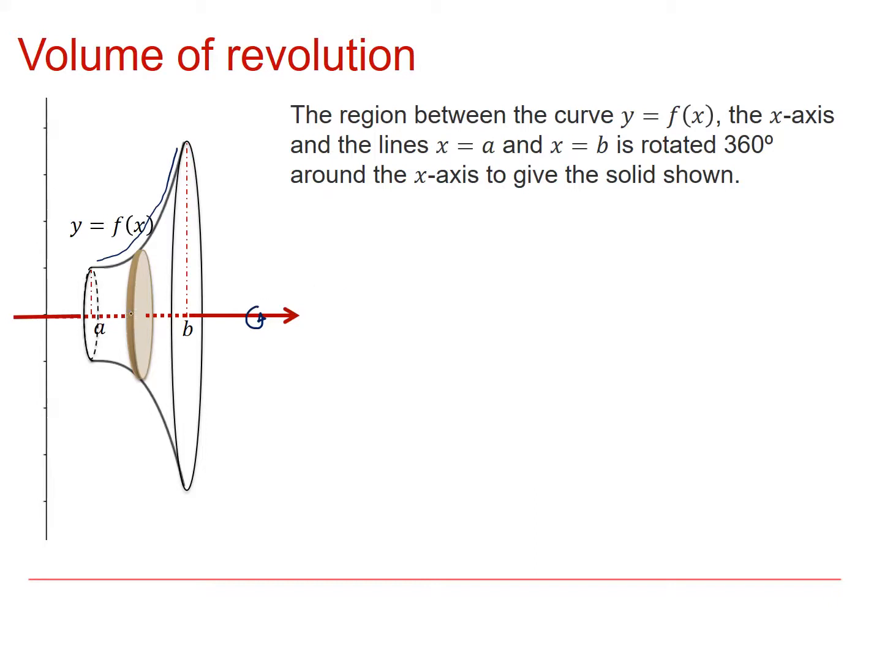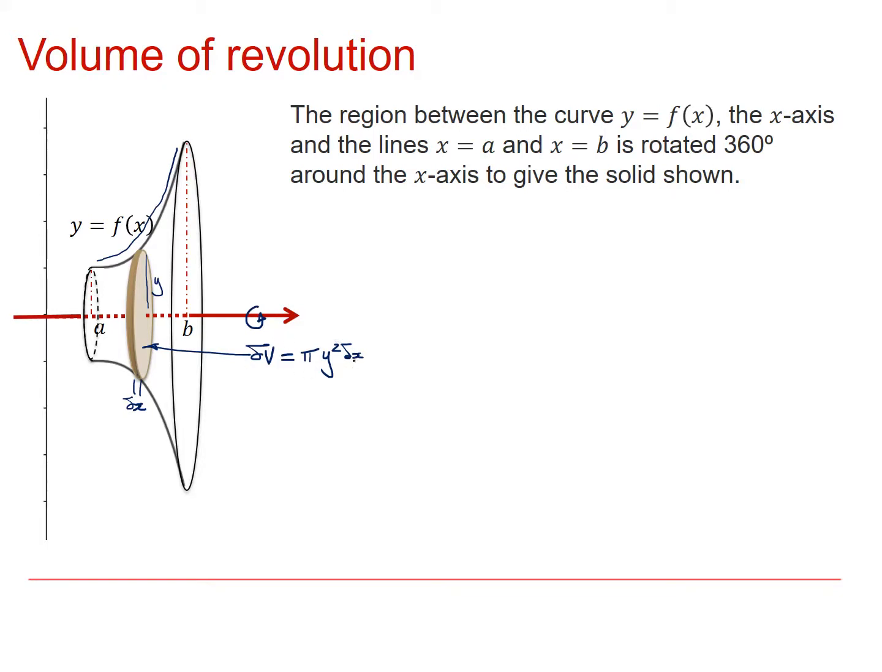Let's consider this disk as a small part of this whole volume. This disk has a width of delta x and has a radius which is equal to y. If I think of this disk as being an element of the whole thing, then it has a volume, delta V, and that's equal to pi r squared, so that's going to be pi y squared delta x, times its width.